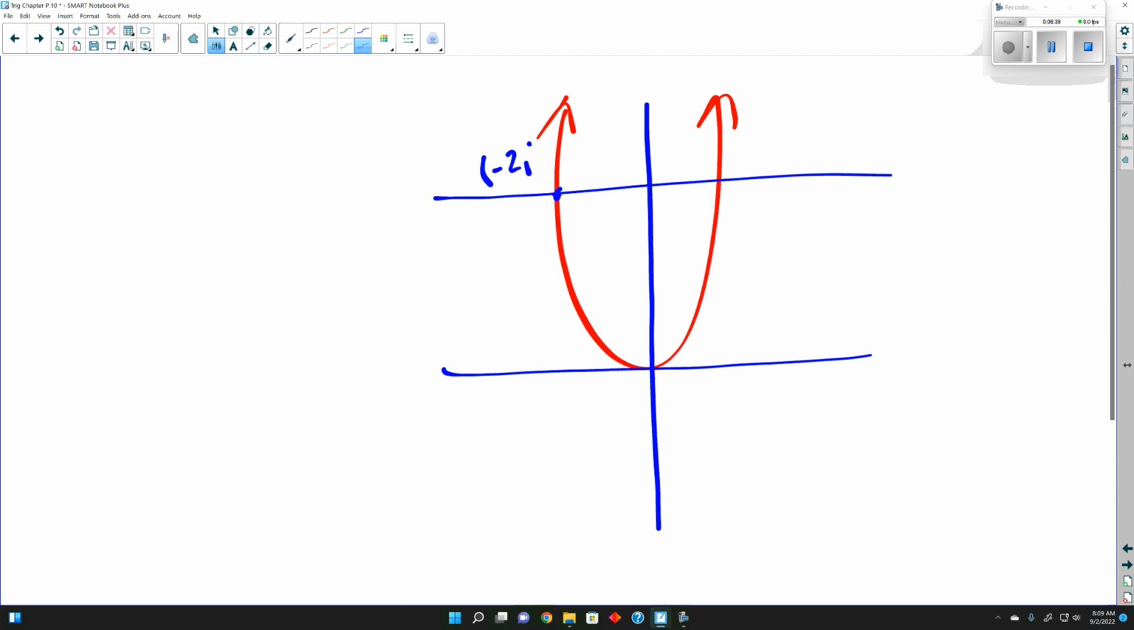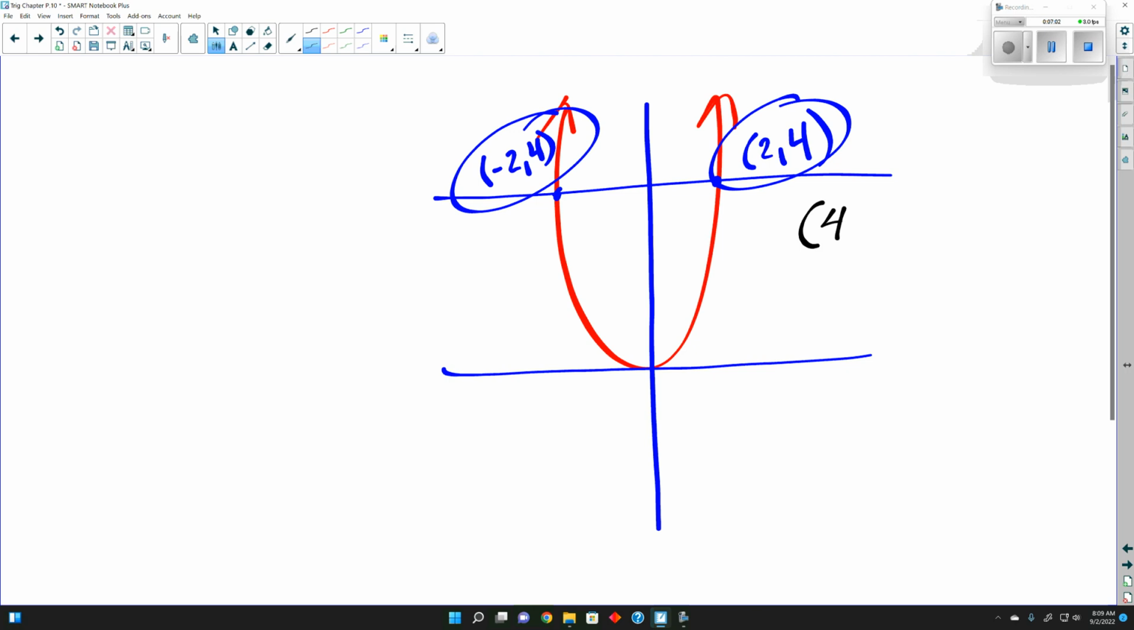Because here we can say this is negative 2, 4. Over here we have the point 2, 4. Yes? So this is the graph of the quadratic function. Now the inverse, if it does have an inverse, we flip the x and y. The domain becomes the range and the range becomes the domain. So these two points are now going to become 4, negative 2 and 4, 2. Yes? I have one x value for two y values now. This is why the horizontal line test works for determining if a function has an inverse.